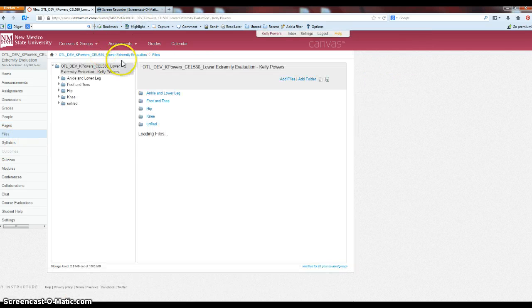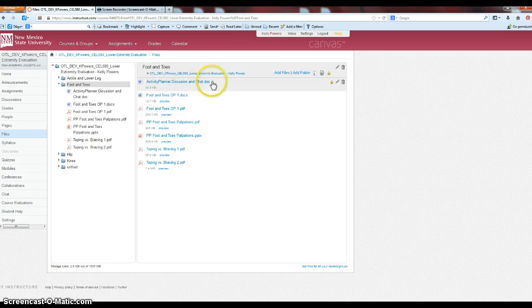So the files is where you can pretty much upload anything the student would ever need throughout the semester. Again, I separated it via foot, ankle, knee, hip. So under foot and toes, I have my discussion and chat information, the first assignment that they'll be looking for, a PDF version of it, and then my PowerPoint presentation with the PDF version.